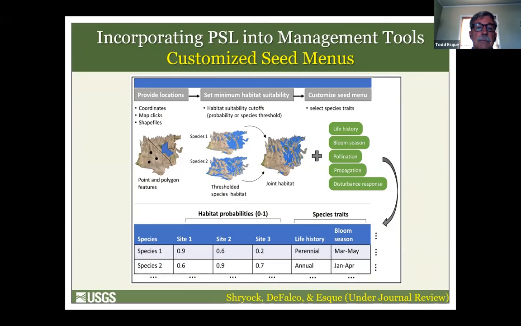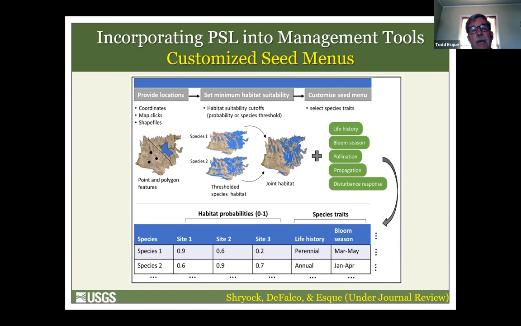And the work was further incorporated by a couple of tools that were created. This is a customized seed menu, the newest tool, and it's still in general review at this time. And in this case, we merged species distribution models with information about the climate and from genetics work that we have. And this tool is set up for the user to go in and either provide coordinates, map clicks or shape files for locations in the Mojave Desert.